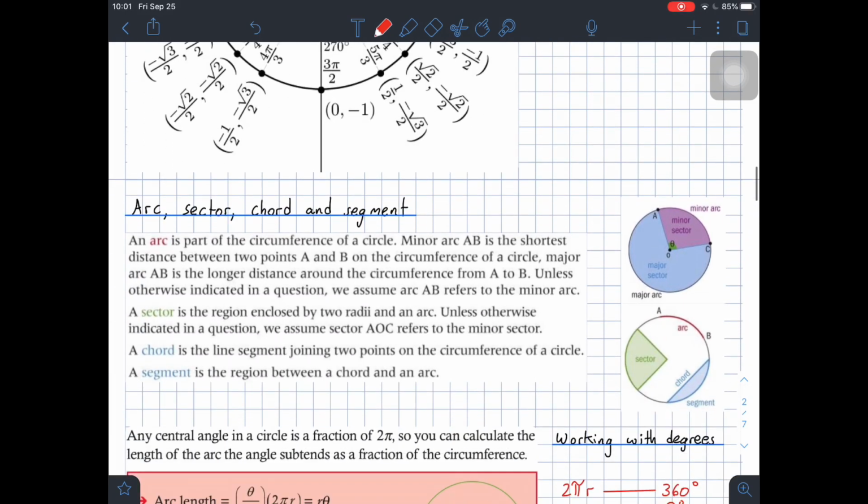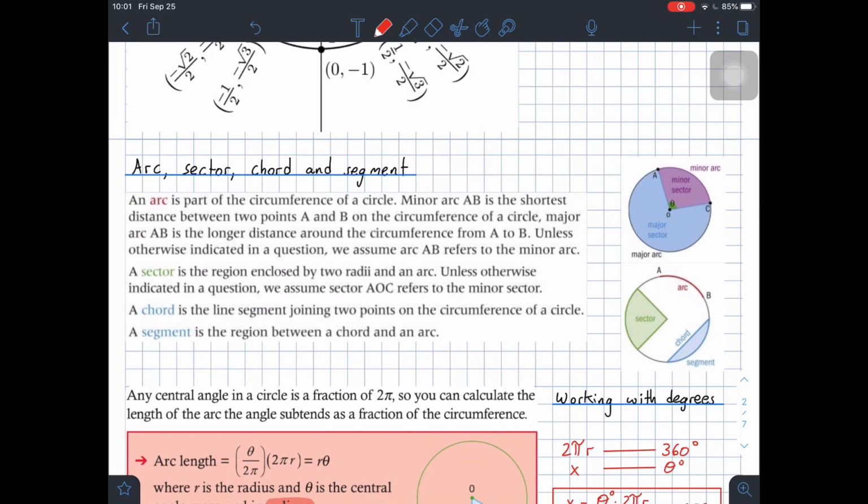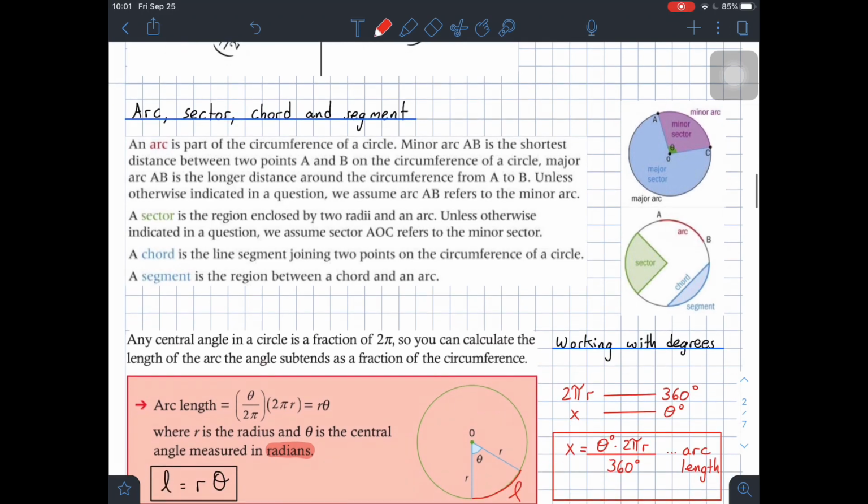Okay, then we have these concepts: arc, sector, chord, and segment. Let's see what this is about. It says, an arc is part of the circumference of a circle.